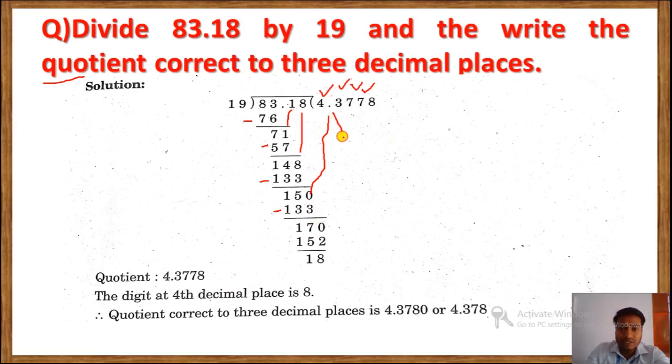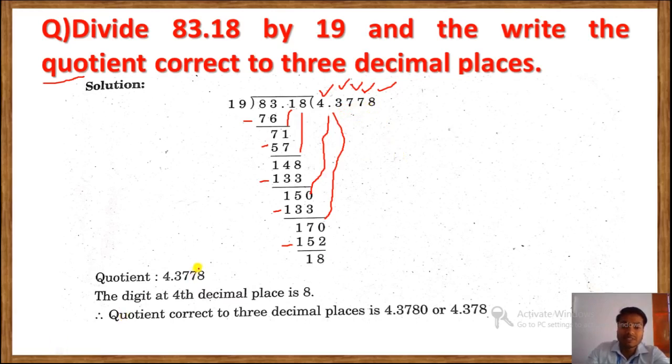Again using this decimal point we can take 0 here. Now it became 170. Now it will go 8 times. When we multiply we will get 152. Now subtract again, and we will get 18. So here you can see the quotient. This will be continuous. I am stopping here only. So here we have 4.3778.